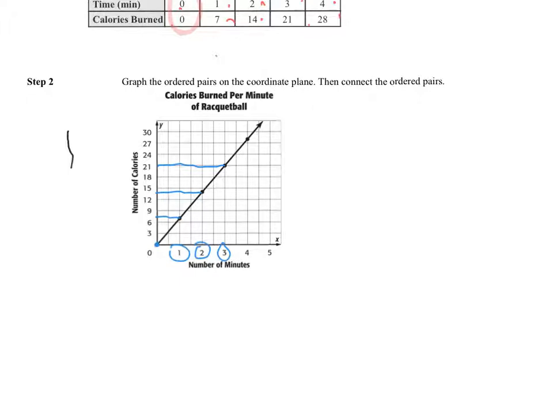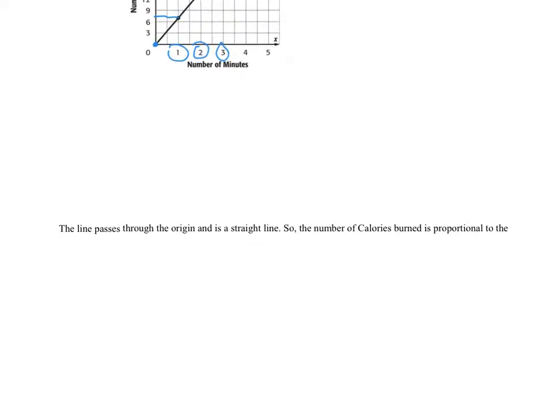Okay, so write down this part. It says the line passes through the origin and is a straight line. So the number of calories burned is proportional to what? To the number of minutes of racquetball played. Okay, so it's because it's going up proportionally. So I want you to look at example 1.